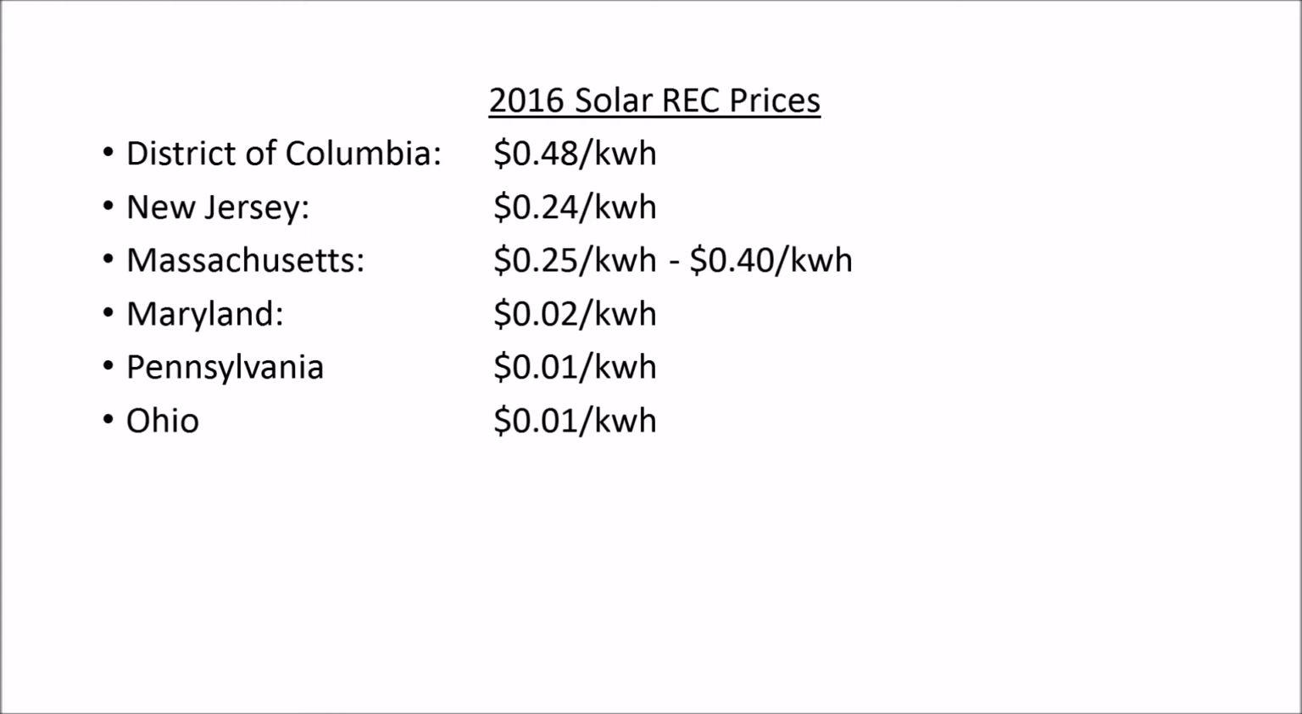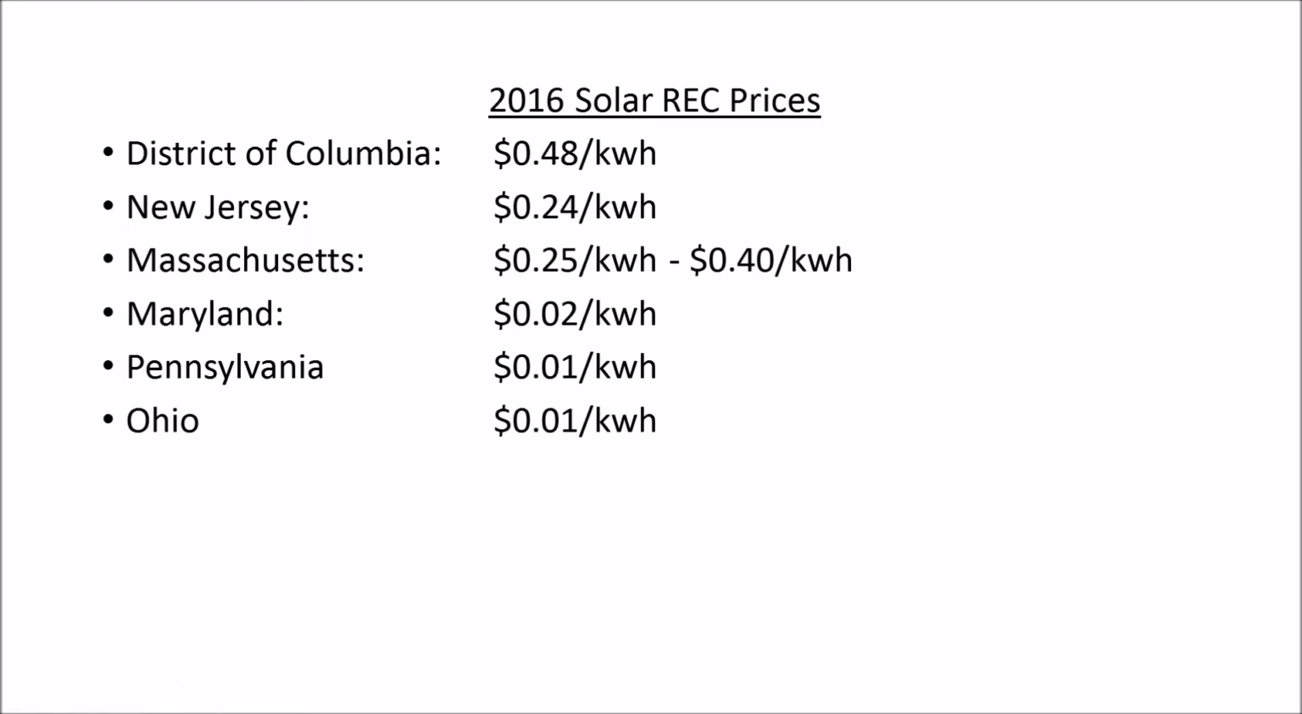So in Massachusetts right now, renewable energy credits are selling for between 25 and 40 cents a kilowatt hour, whereas the retail price of electricity in Massachusetts is around 20 to 25 cents a kilowatt hour. In New Jersey, same thing. Retail price of electricity is around 17 cents. Renewable energy credits are around 24 cents. So you're literally getting over twice the value of retail-based electricity for solar production in those states. And then the District of Columbia as well has some pretty high REC pricing too.